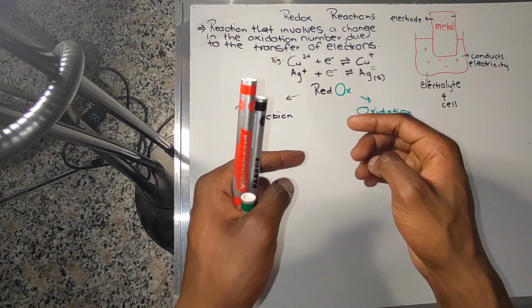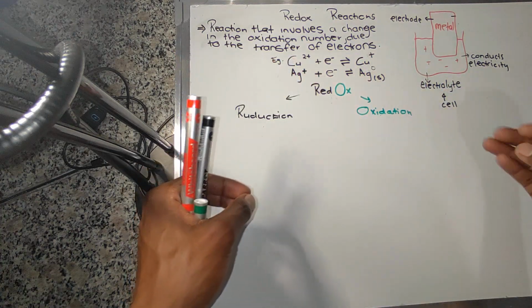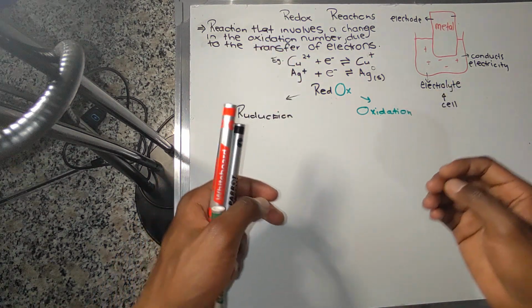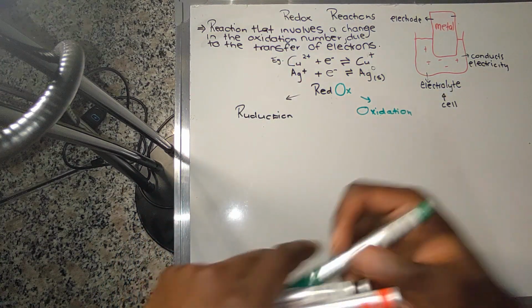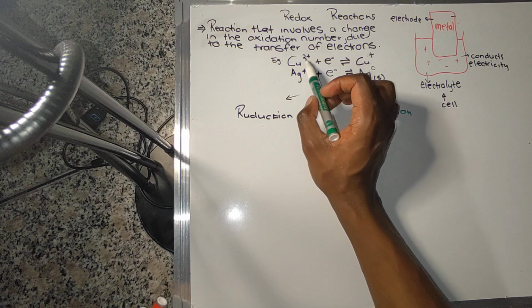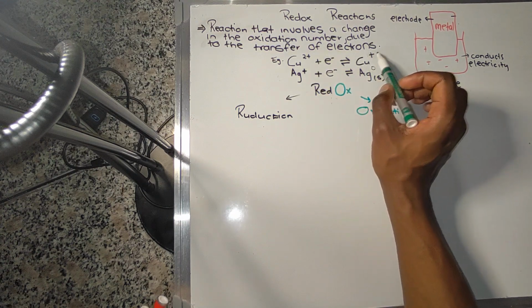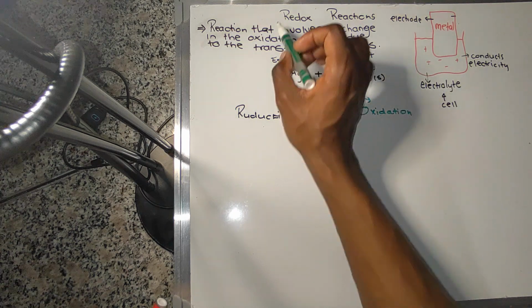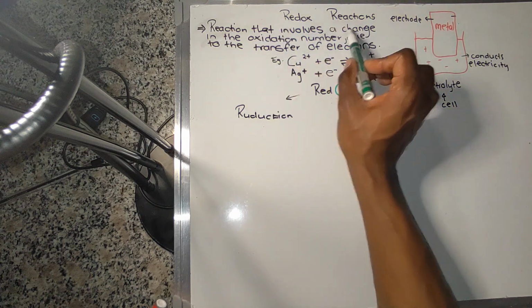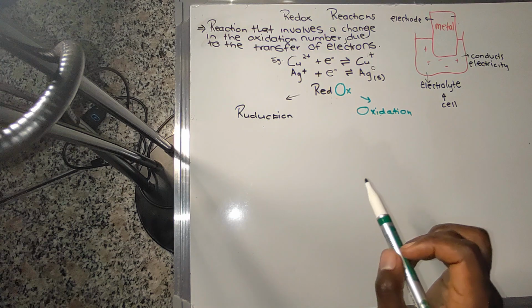What is an oxidation number? It's simply the charge of an element or a charge of an atom. So now let us look at this reaction here. There is a change in the charge from 2 plus all the way to 1 plus. So this is a typical redox reaction because we can see that there is a change in oxidation number.